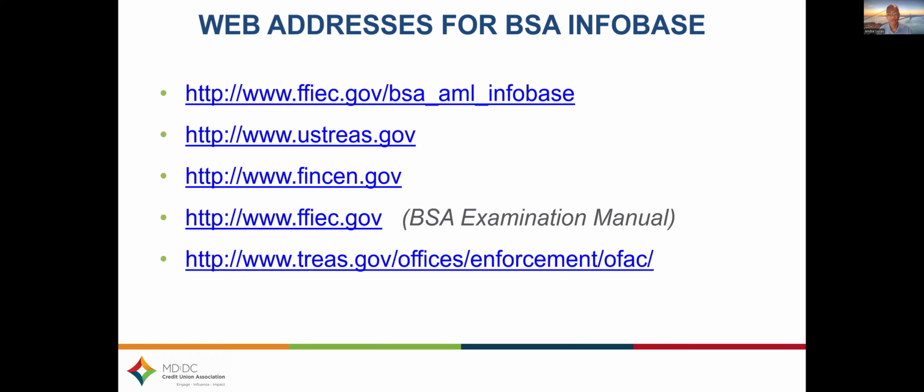FinCEN, you can go on FinCEN's website and look at enforcement actions. You can see all the enforcement actions, and not just against banks and credit unions, but casinos and other types of institutions that are required to comply with the Bank Secrecy Act. So yes, you can see all types of enforcement actions on FinCEN's website.